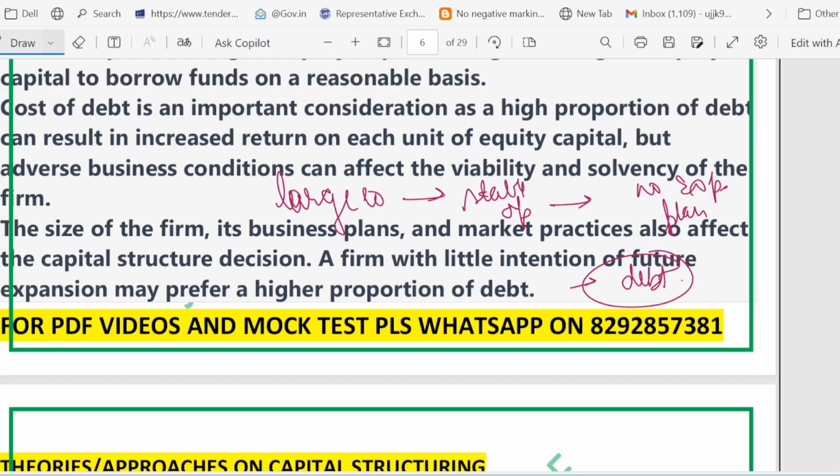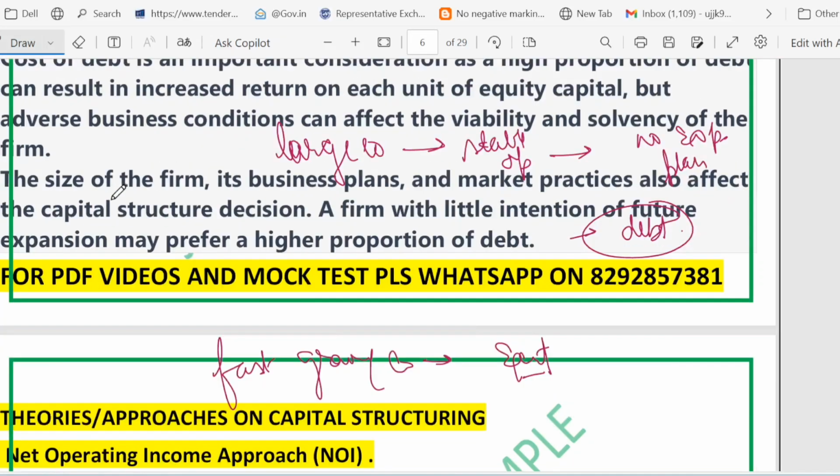While a fast growing company may prefer equity. On the other hand, we have a fast growing company. It will prefer equity to reduce the risk. So the capital structure decision is never random. It is influenced by the financial system, promoter choice, cost consideration, even the company's growth vision.